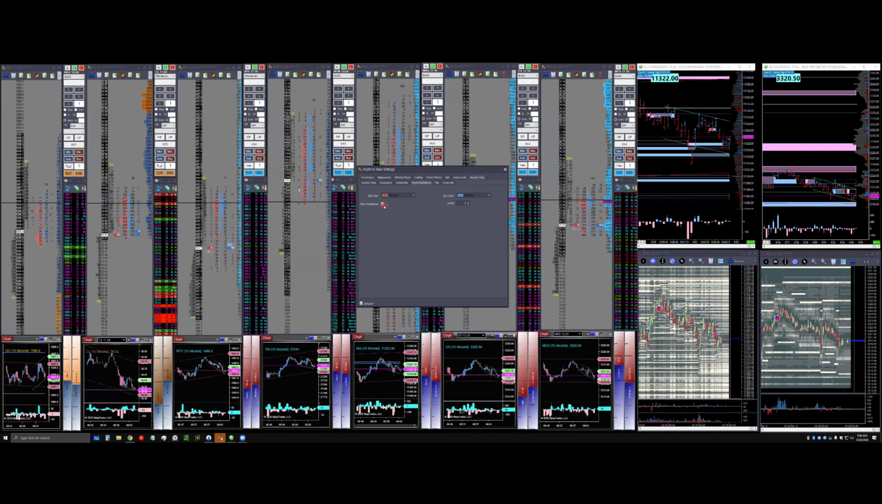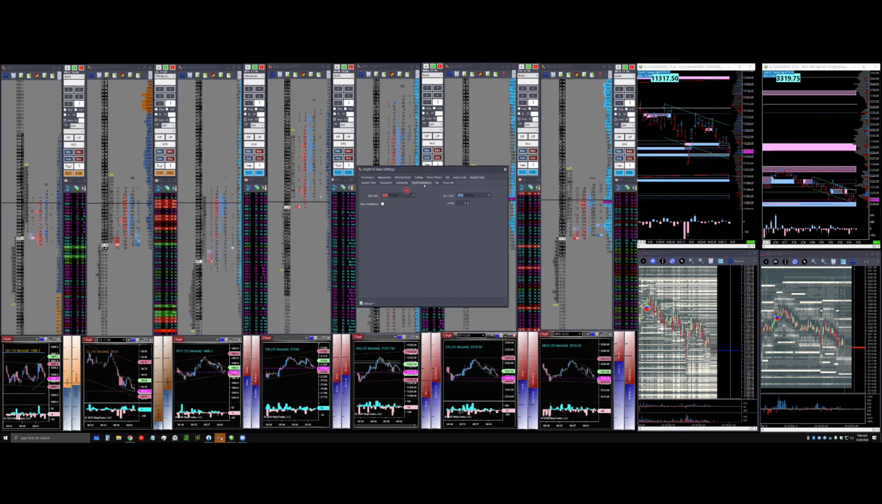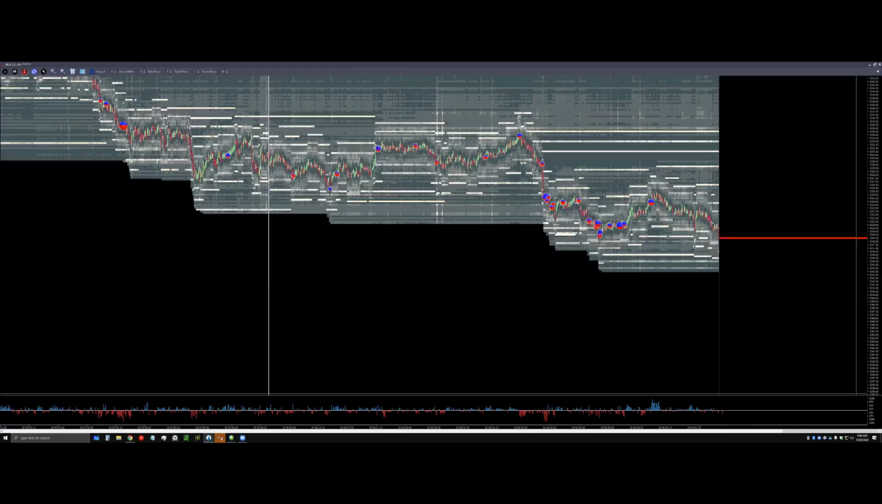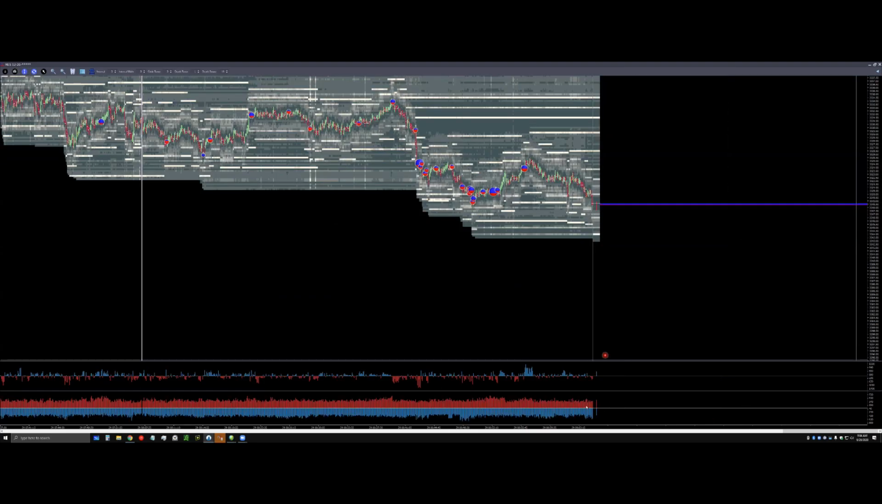I can say, okay, I don't want to see the imbalances. I actually want to see all of the stacking and pulling for 5 levels. So that's the setting there. And then I'll go back to this guy and we'll see depth. And so there it is right there, real time, as it's happening. That's depth.